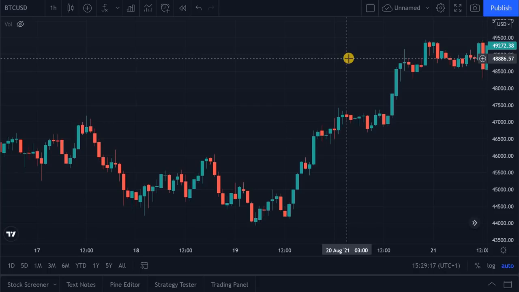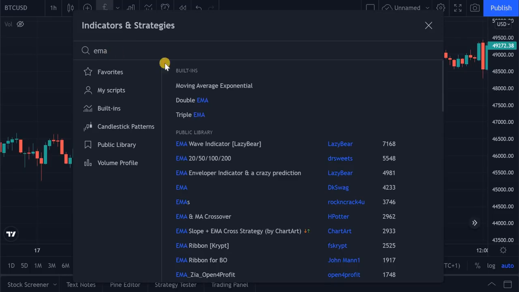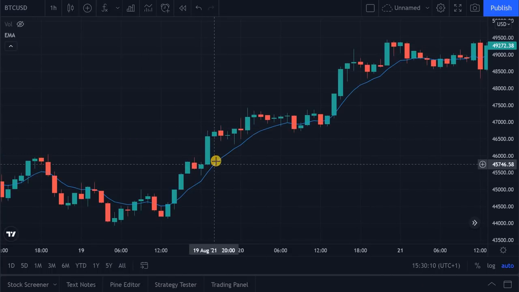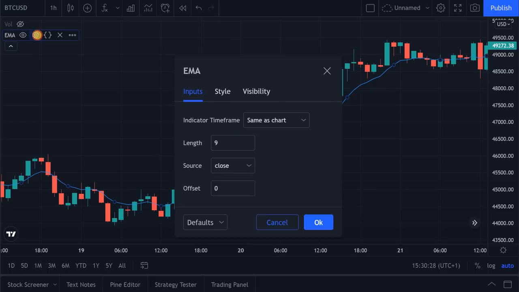The first indicator we are going to use to show us the trend in a price chart is the exponential moving average. To access this, we would have to go to the indicators and strategies section and just type EMA. The first result right here is what we are going to use in this video. This blue line right here is the EMA. Let's go ahead and configure this moving average.